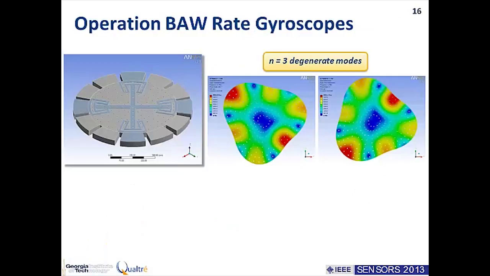So the way these gyros operate is very similar to the tuning fork. In this example, I'm actually showing the second elliptical mode of this device instead of the first elliptical mode.